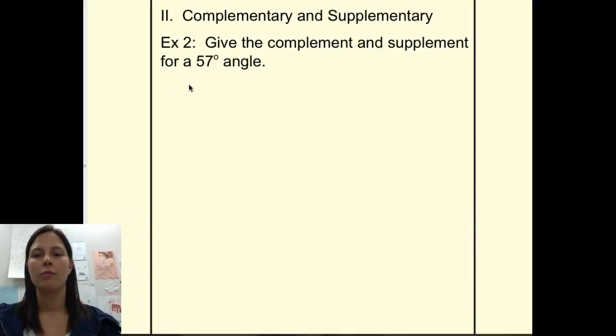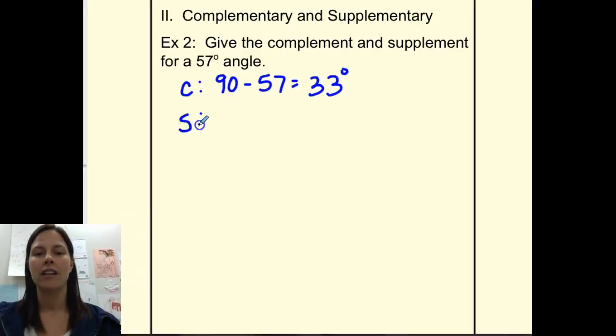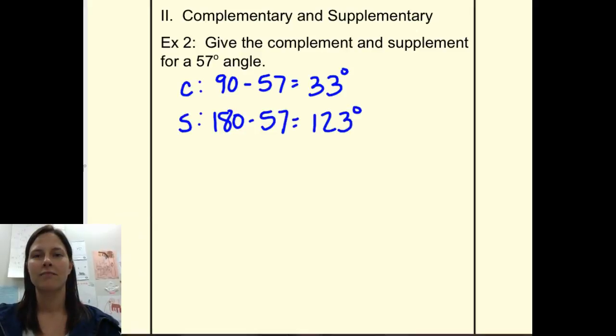Quick review of complementary and supplementary. Complementary are two angles that add to 90 degrees. So for a 57-degree angle, if we subtract that off of 90, we will get 33 degrees for our complement. Supplementary angles add to 180 degrees. So if we subtract off the 57 degrees, we will get a 123-degree angle for our supplement.